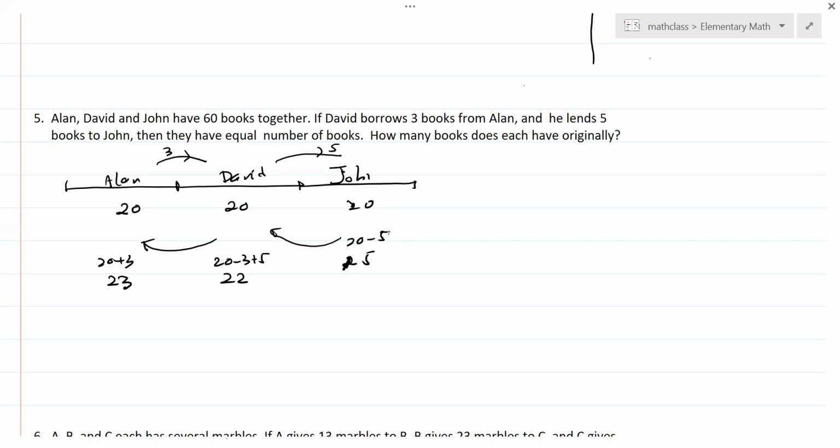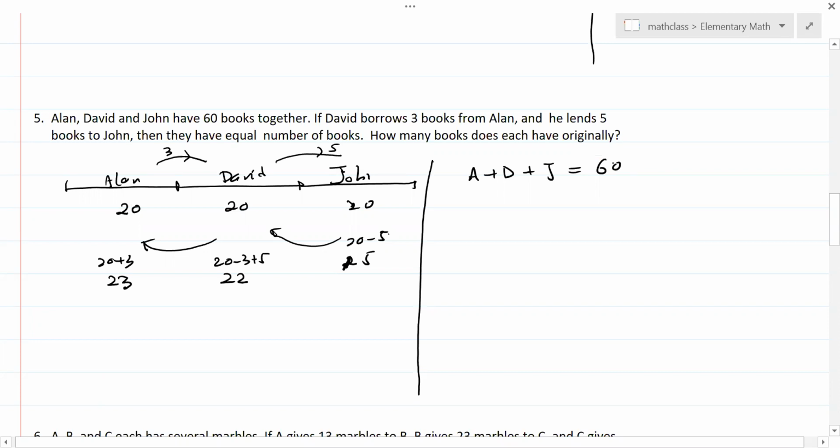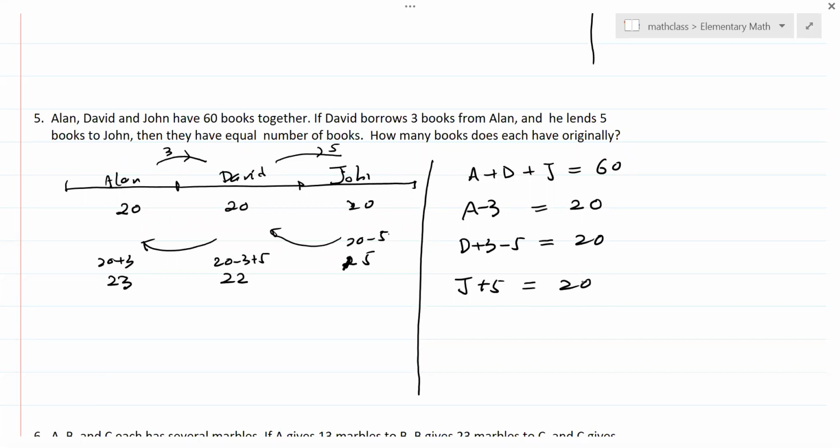Now, if you really want to write down the equation, well, you still can do that, right? Ellen plus David plus John should be equal to 60, right? Then Ellen gave 3 books to David. But you know this is going to be the result. As a result, it's 20 because they're equal. And then David gets 3 books, but also gives 5 books to John. So that should also be 20. And John gets 5 books from David. So then the result is 20. Then you solve each of them, okay? Then you get A equals 23, D equals 22, and J is going to be 15. All right.